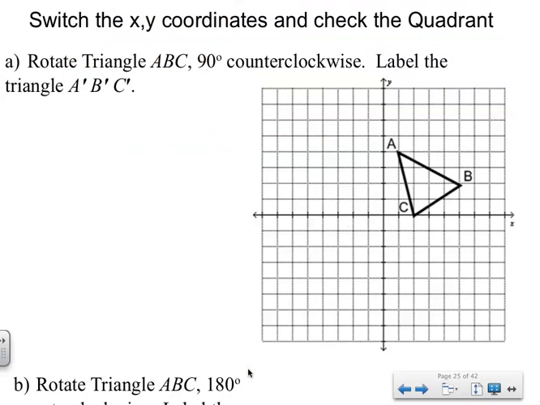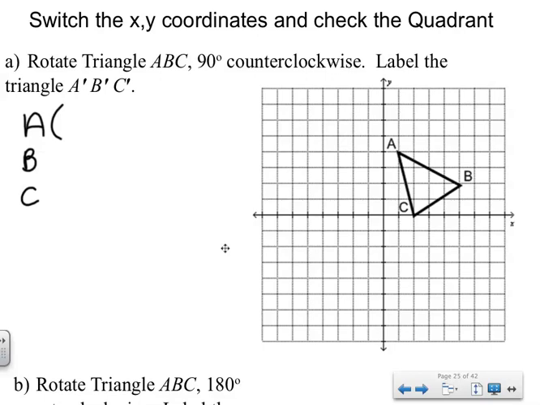So when you rotate something, the rule is to switch the x and the y coordinates, so it'd become y comma x, and you're going to check the signs of the quadrant that you're located in. Okay, so I want to rotate triangle ABC 90 degrees counterclockwise and then label it A prime, B prime, C prime. So first off, I'm going to list the ordered pairs of A, B, and C because this is going to be the easiest way for me.